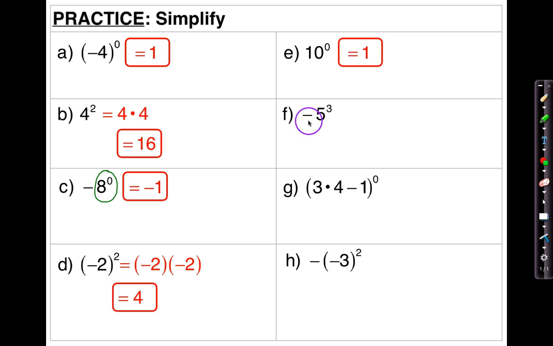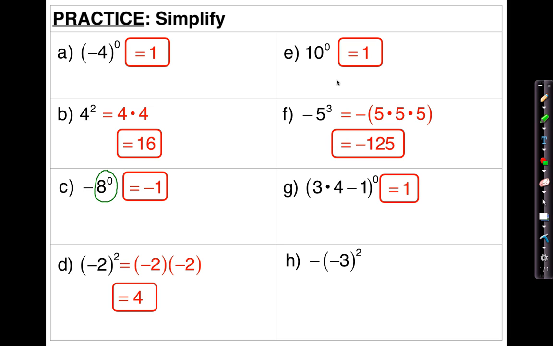Here, for F, we have the opposite of 5 cubed. So first, we're going to do 5 cubed. 5 cubed is 215, but we still need to take the opposite, so then it becomes negative. Sorry, I said 215, I was incorrect. 5 cubed is 125. So to take the opposite of that, it would be negative 125. For G, here we have 3 times 4 minus 1 raised to the 0 power. First, you can just remember, hey, anything raised to the 0 power is 1. Or if you wanted to, you could have simplified this and said this is 12 minus 1 is 11. 11 to the 0 power is still 1.